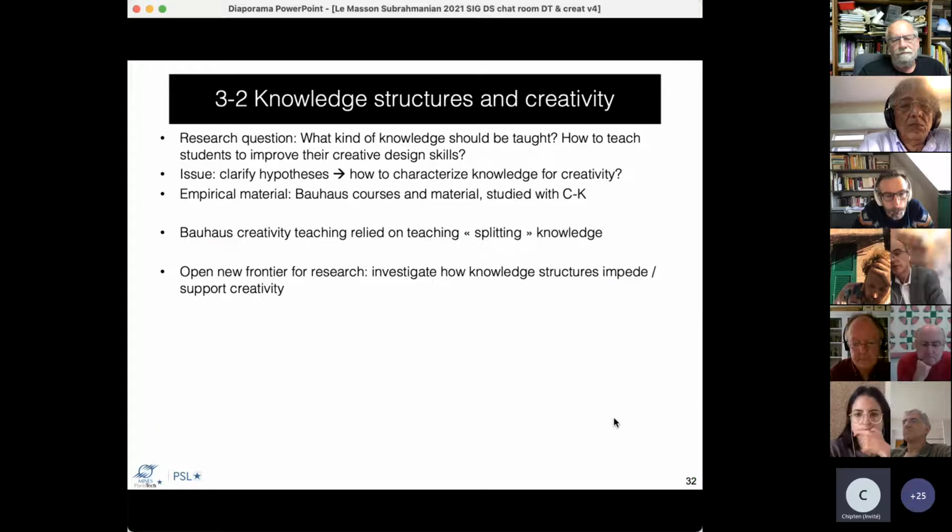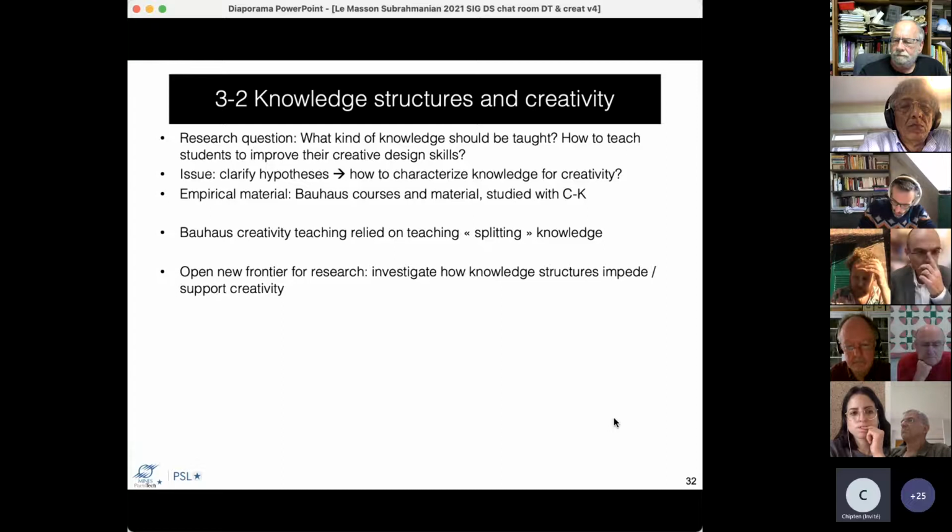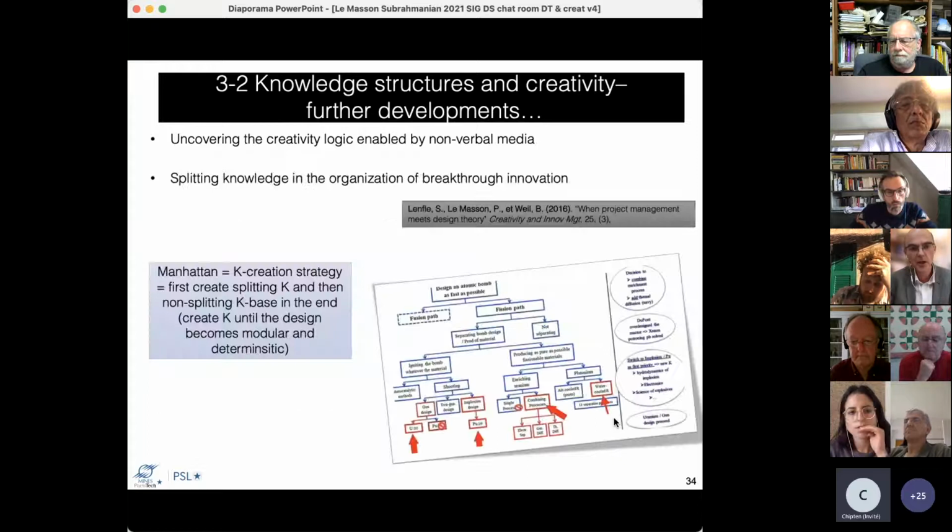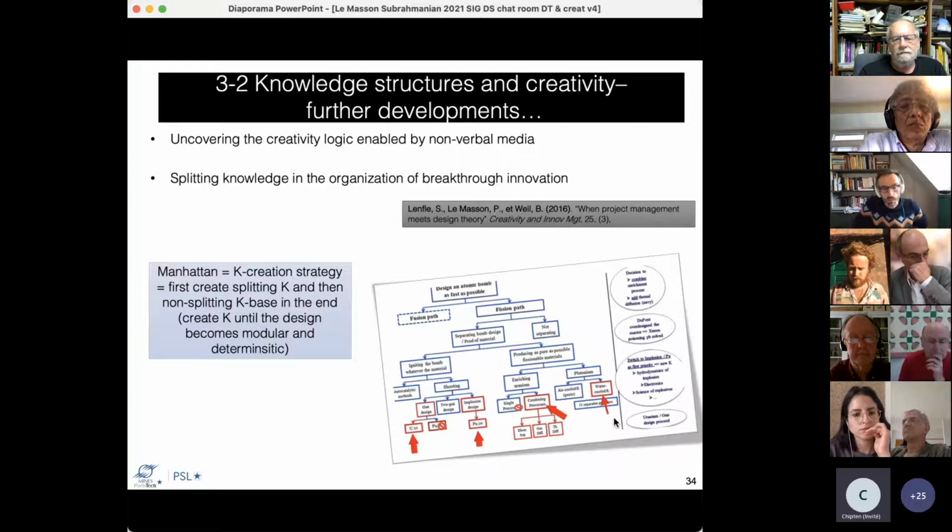This is an example of a paper that used design theory to test an interesting property of splitting knowledge. And again, this has opened frontiers for research to investigate how knowledge structures could impede or support creativity. But we are running short of time. I won't go too deep in this, but I refer to the very interesting paper of Juliette Brun or the one by Sylvain Lanfle, who are showing that a certain form of knowledge structure could support or impede creativity.